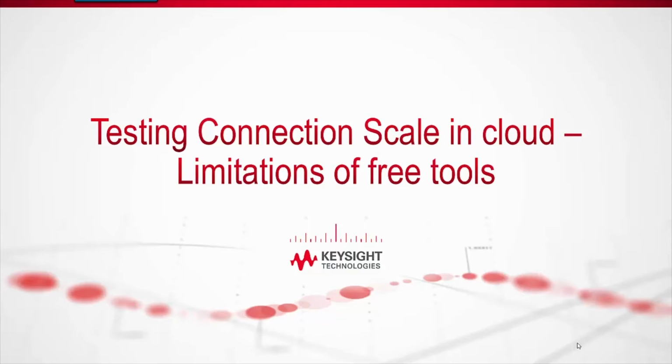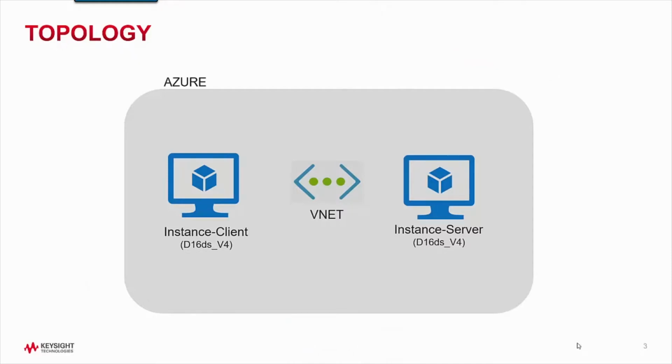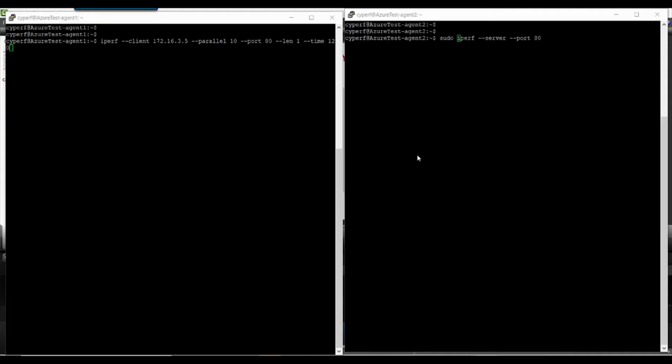For this particular demo, we have created a very simple setup in Azure where we have used the same instances, D16 DSv4, 16 vCPUs, pretty high compute speed instances, and we have installed both iPerf and CyPerf agents in this system. Everything is within the same VNet, and we will try to do the comparison as similar as possible in both tests. Let's go to iPerf first.